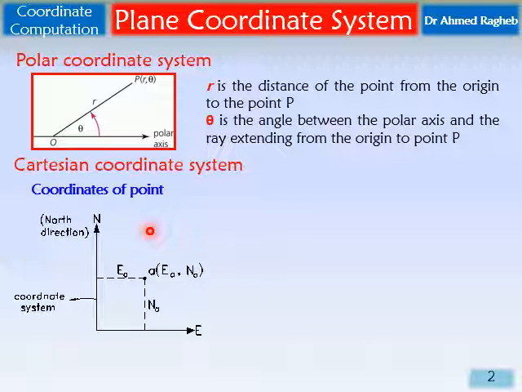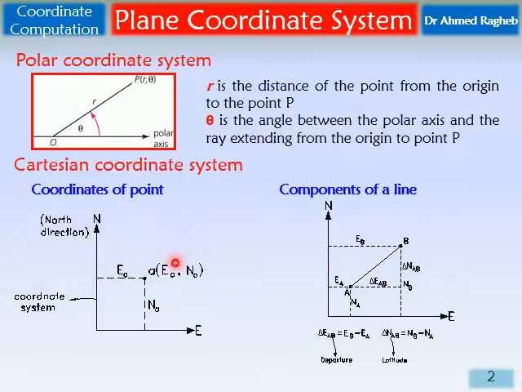What happens if we have a line? Basically, a line is formed by 2 points. Each point has its two sets of coordinates. So point A has easting and northing, point B has easting and northing, and what we want to get is the components of the line. So a point has coordinates while a line has components. This line could be like a pipe or a road joining 2 points.